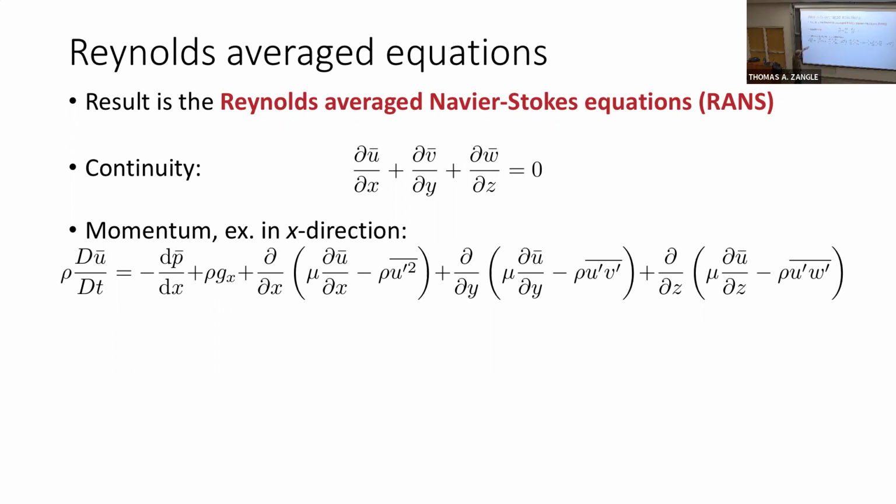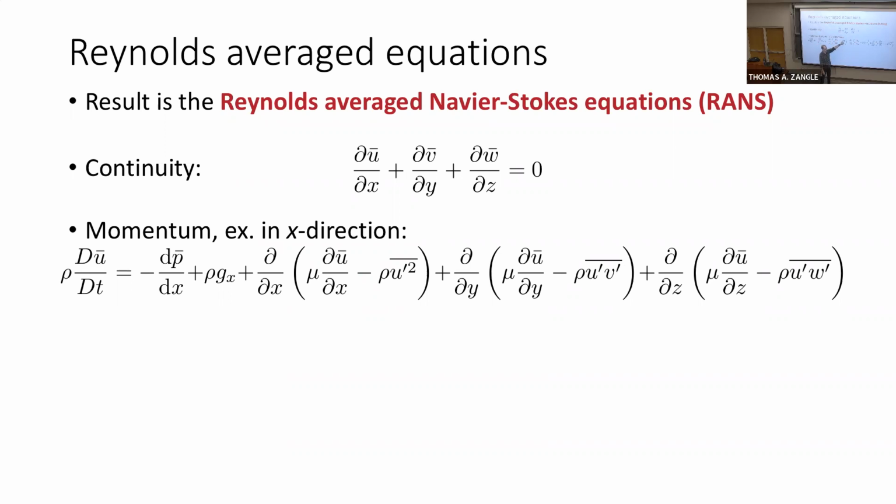If we start from the left, it looks pretty good. The total derivative of u bar with respect to t. Good, we only care about u bar, v bar, and w bar. We only care about the time average. That's all that's here. Good. dp bar/dx, great, the time average pressure. Rho g_x, gravity is not fluctuating with turbulence, so that's fine. d/dx of mu du bar/dx, great.